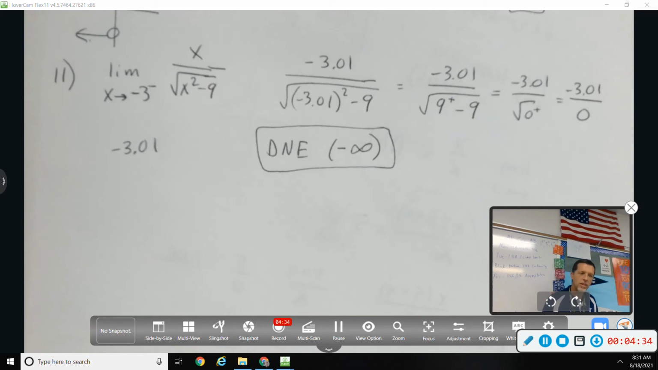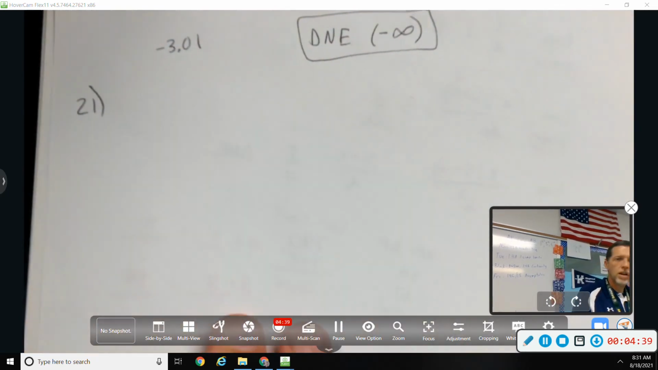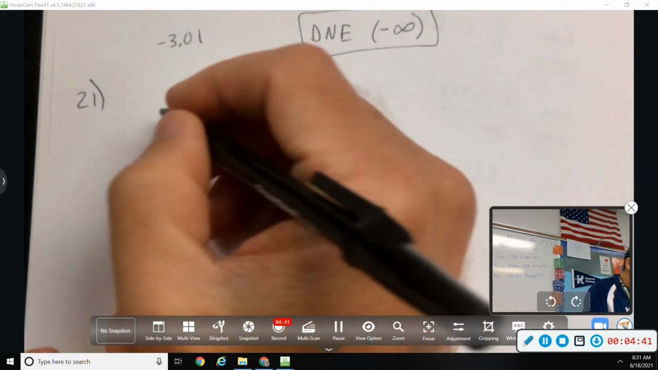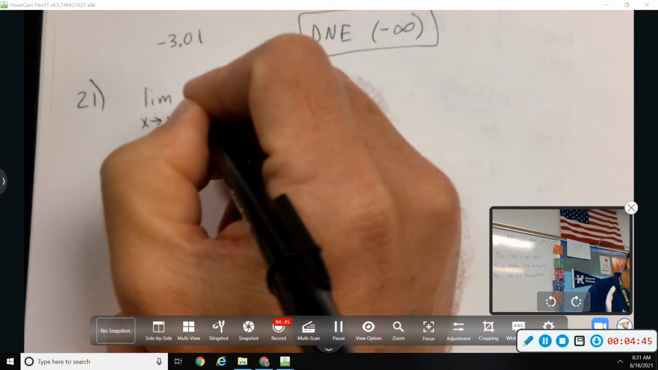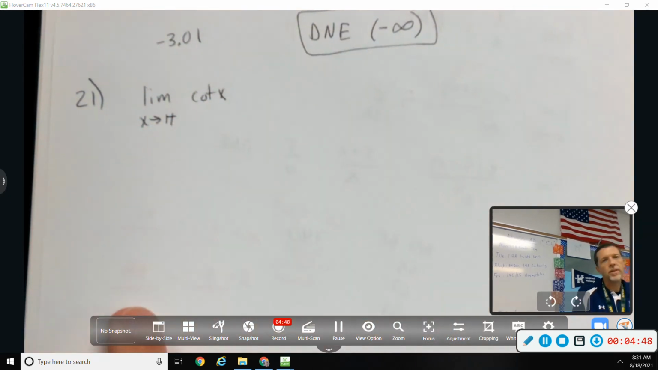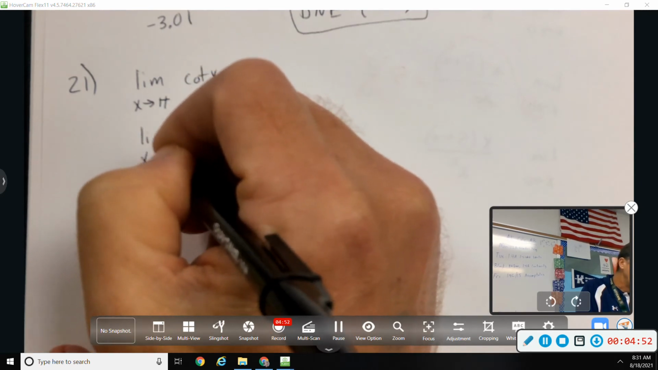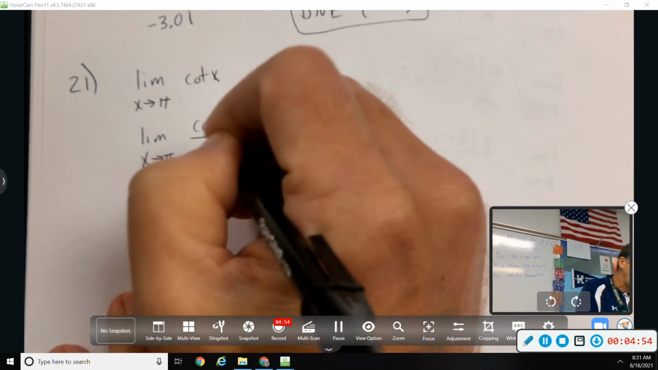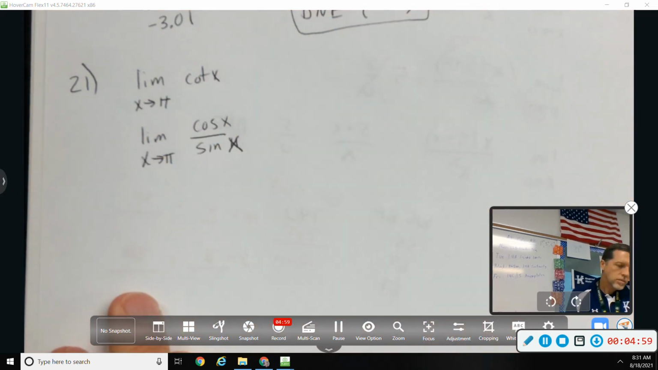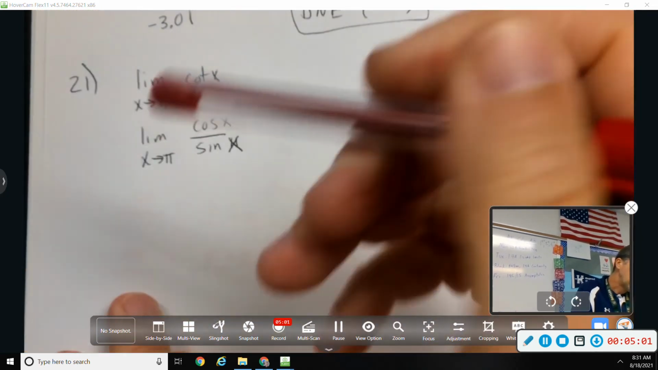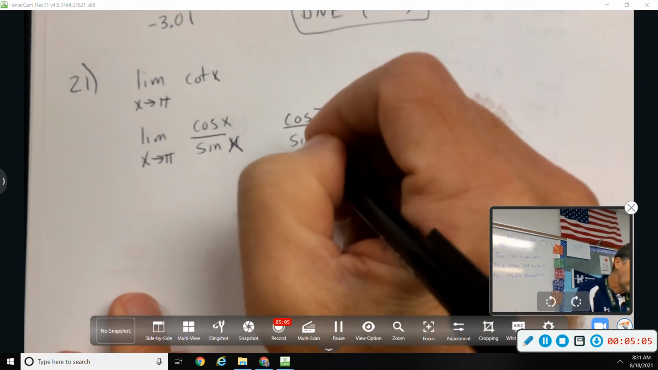Rachel. Can you do 21? 21. Limit as x approaches pi of cotangent of x. Well, I don't really think in terms of cotangent. So let's switch this to cosine over sine and see what happens. So substitute in. We get cosine of pi over sine of pi.